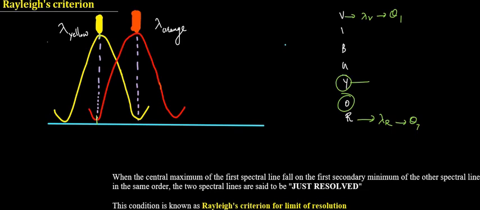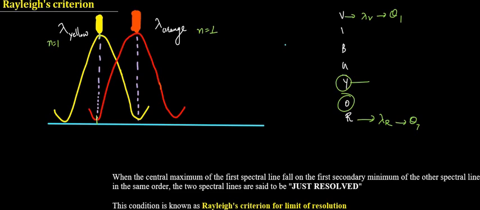Okay, the yellow is order 1 and orange is also order 1. If both are of the same order, when the central maximum of the yellow falls on the first order minimum of the orange, then it is said to be a just resolved spectrum. If these 2, yellow and orange, satisfy this particular condition known as the Rayleigh criterion, then we can observe the 2 spectral lines separately.